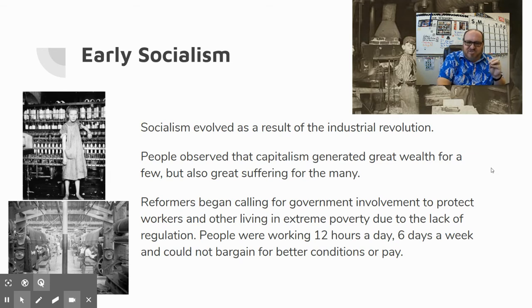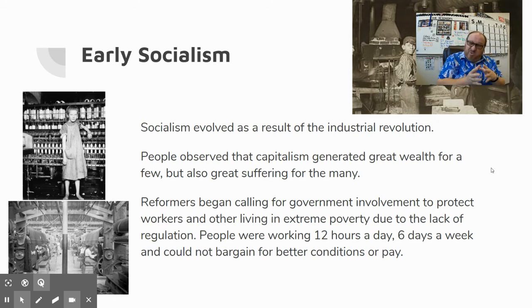People observed that capitalism was great for very few. It made some people extremely wealthy, almost godlike in wealth, but others were suffering greatly. And so reformers began calling for government involvement to protect workers, and others living in extreme poverty due to a lack of regulation.